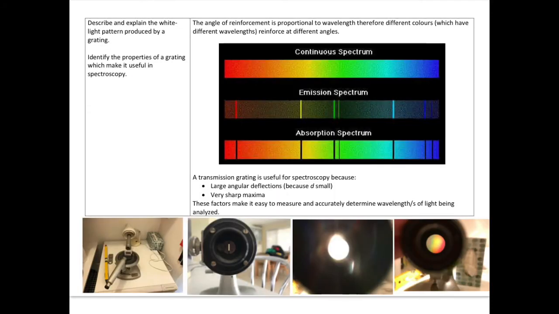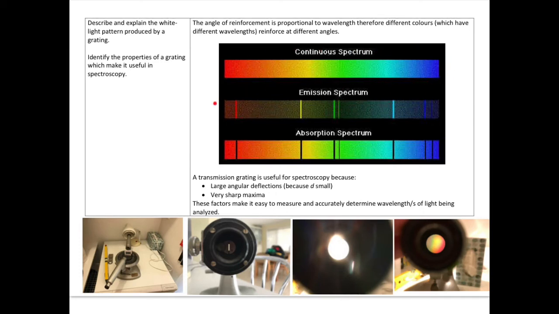So finally, we want to talk about what happens when we put white light through a grating. This really leads into the concept of spectroscopy, which is the idea of analysing the wavelengths or the colours that make up a light source. What we have here, for example, is a continuous spectrum of white light. White light is made up of all the colours of our rainbow, if you like, ROYGBIV: red, orange, etc. If we look at white light through a spectroscope, which contains a transmission grating, this is the sort of pattern we'll see.